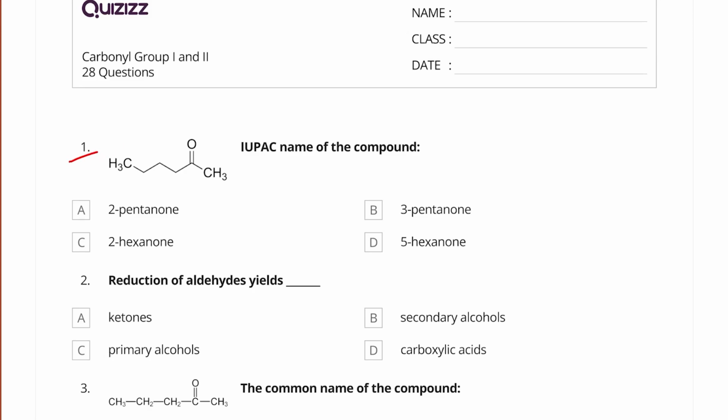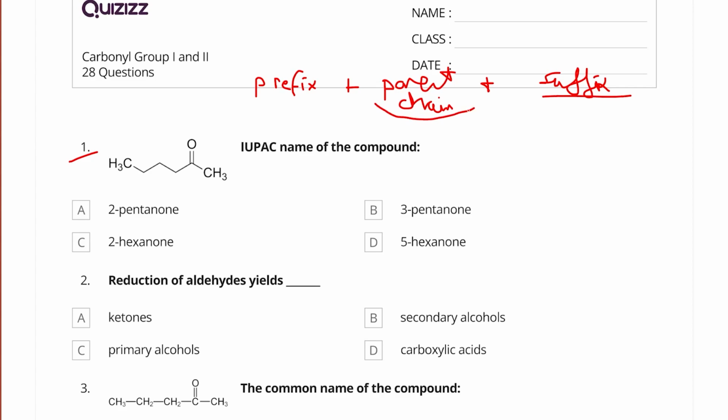The IUPAC name of the compound. So remember our formula for the IUPAC naming: prefix plus parent chain plus suffix. The suffix tells us the superior functional group. The parent chain tells us the longest carbon chain having the suffix. And for the rest, we use prefixes: what are the substituents or other functional groups, their locant and the number.